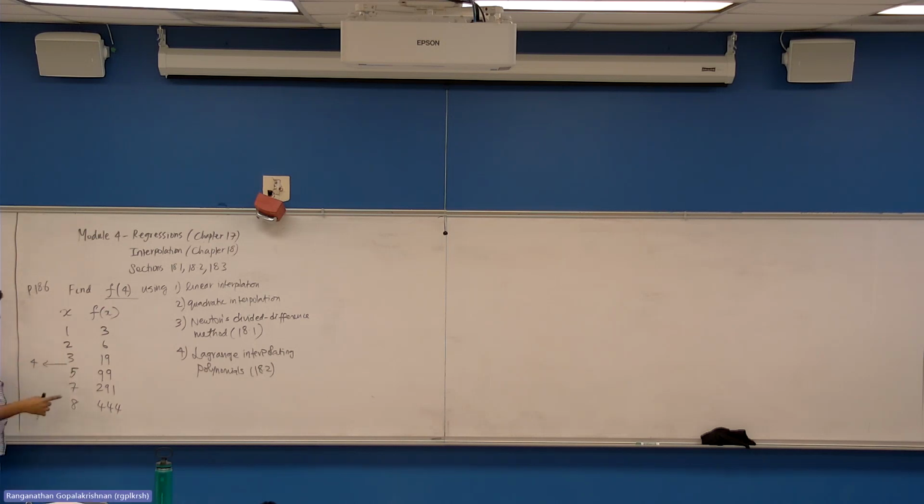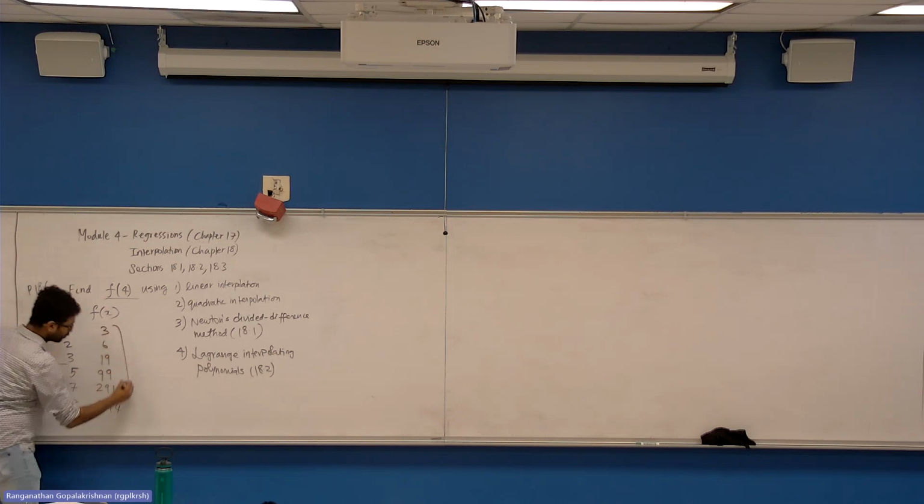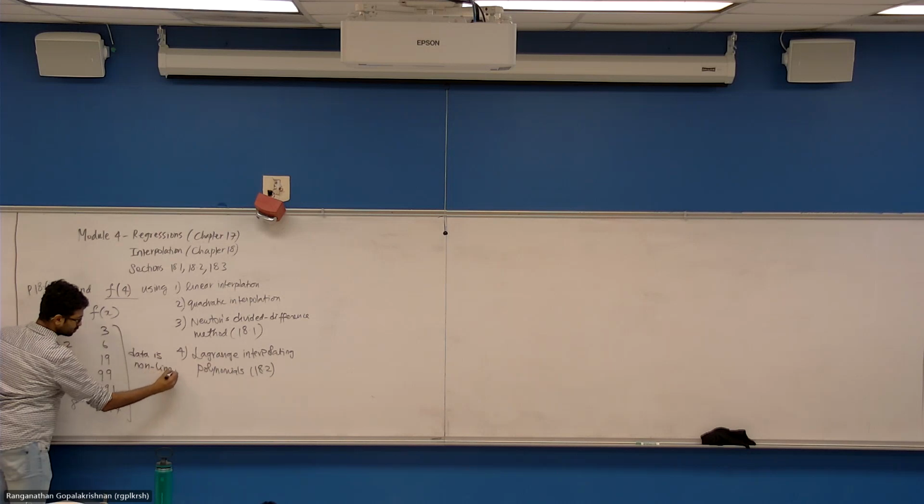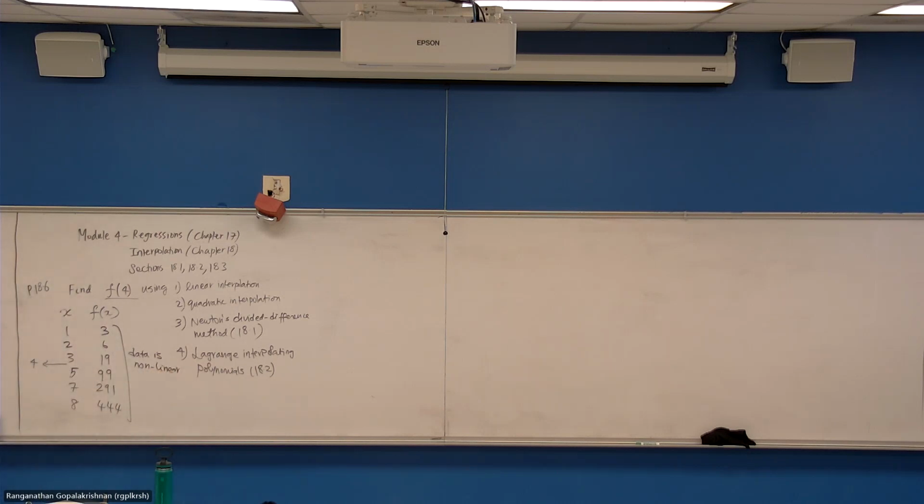What else did we see about this data? Is this data linear? Is the slope here for 1 unit change, you get 3 units change. For 1 unit change, you get more than 100 something units in change, or 150 units in change. So firstly, you have to understand this data is non-linear. Okay. 4 happens to lie exactly halfway between 3 and 5.